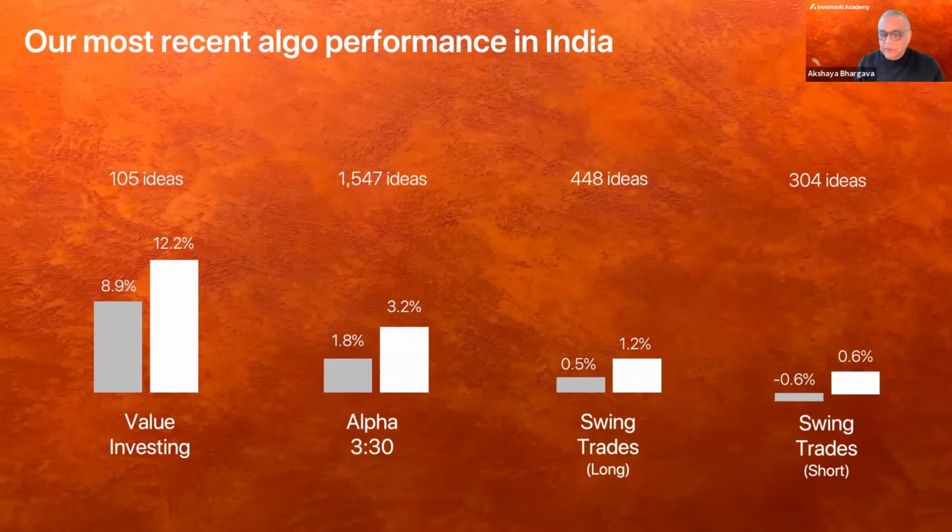Now we go to swing trades, which has a long idea and a short idea. If I take long ideas, there were 448 ideas, which between them generated 1.2%, whereas the market comparable was 0.5%. So again, it definitely beat the market. If I take short ideas, 304 ideas, again a very good number, and they are 3-day ideas, remember, in the last 30 days. The algo short side generated 0.6%, whereas the market generated minus 0.6%. So again, it beat the market very strongly.